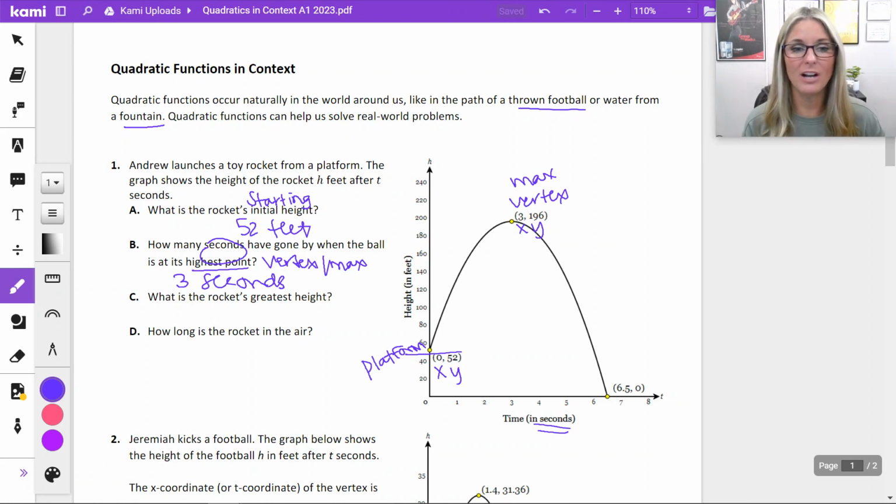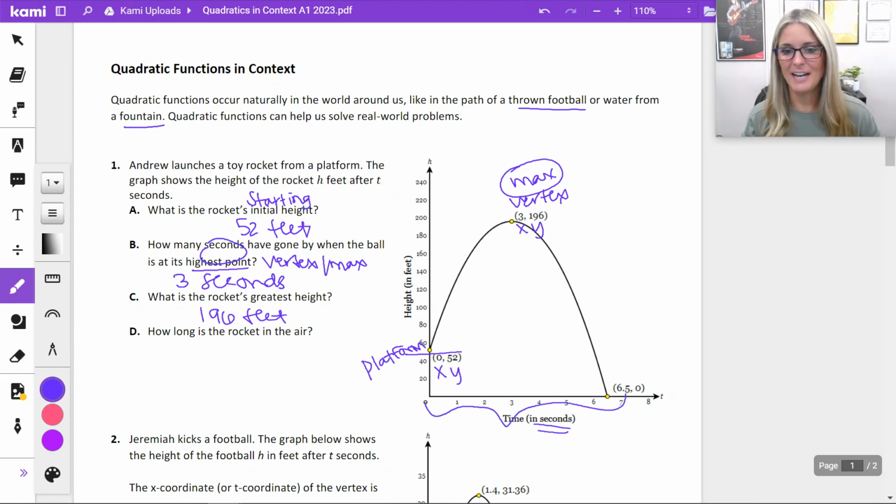Question C, what is the rocket's greatest height? We already used that term maximum for that vertex point. So what is that maximum height? 196 feet. Just looking at that vertex there, the y value or the height in feet is 196. And D, how long is the rocket in the air? From platform to when it crashes on the ground, it's going to be all of this time here. So from 0 seconds to how much? 6.5 seconds. So in total, 6.5 seconds it was in the air.